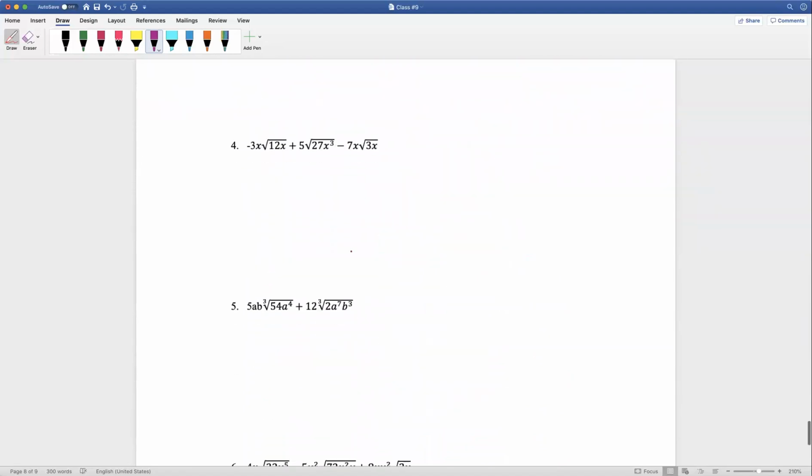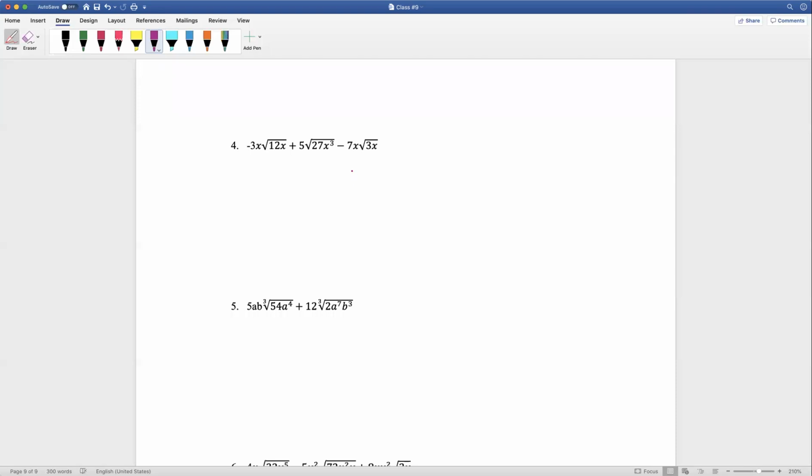Okay, let's take a look at question number 4. Question number 4 is negative 3x times the square root of 12x plus 5 times the square root of 27x cubed minus 7x times the square root of 3x.